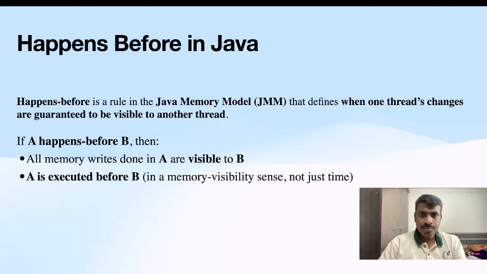Hi everyone. Today we are going to discuss happens before in Java. It's a rule in the Java memory model that defines when one thread's changes are guaranteed to be visible to another thread. Means if A happens before B, then all memory writes done in A are visible to B. A is executed before B.